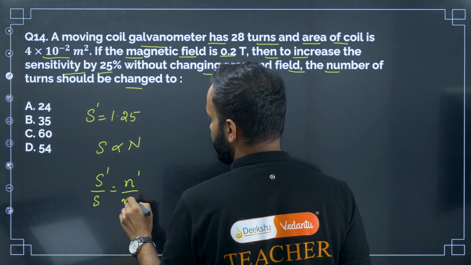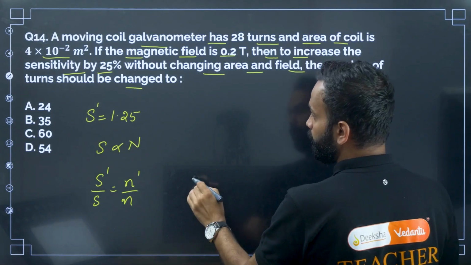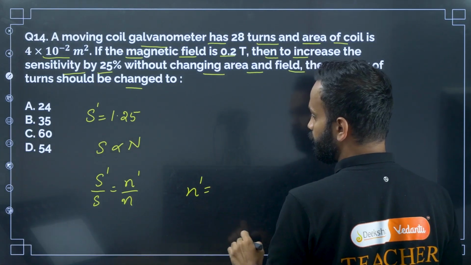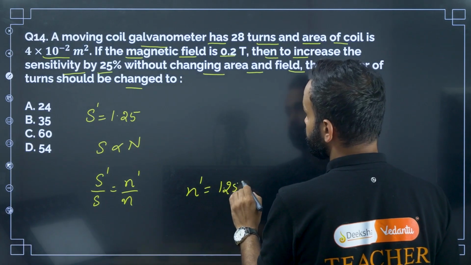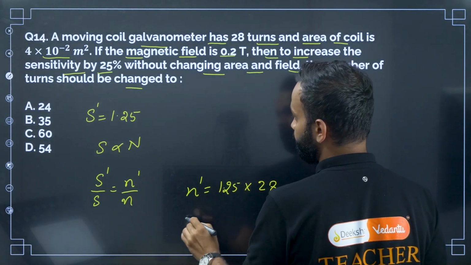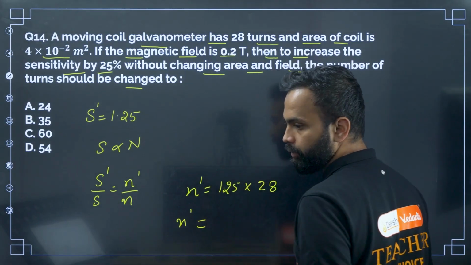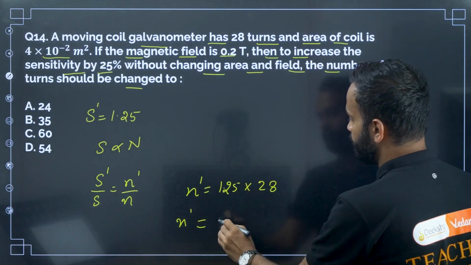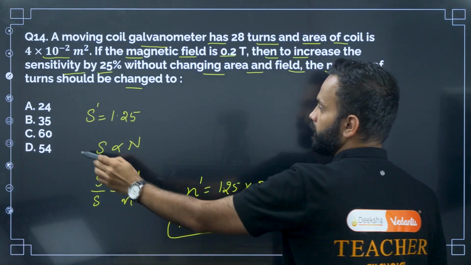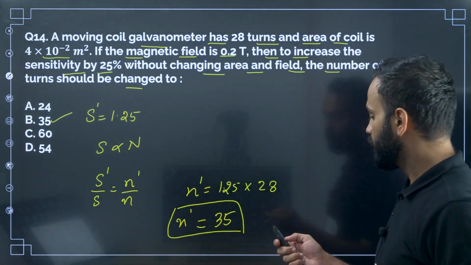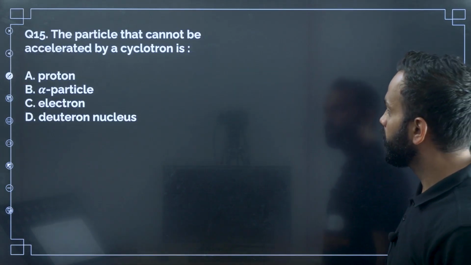N dash divided by N. So now N dash is equal to H dash by S, which is 1.25 into 28. So the value of N dash is equal to 35. The correct option is B. Question number 15.